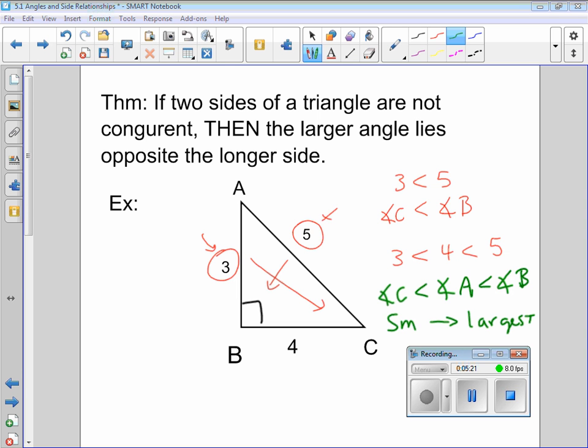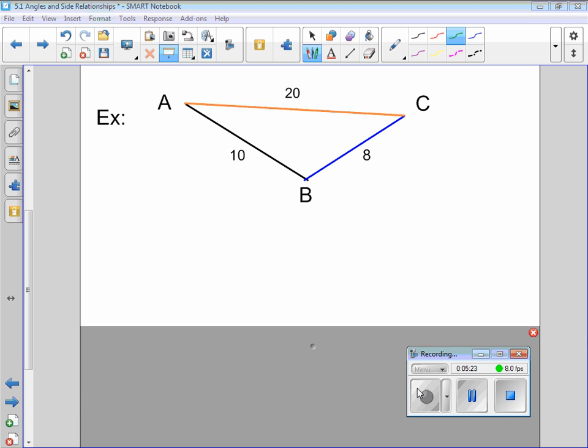Let's look at another example. All right, here's another example. What I'd like you to do is take a look at this drawing and go ahead and order the angles, this time from largest to smallest. Now, what I want you to be careful of, if this is largest to smallest, the arrows are going to be pointing the other way. Okay, put me on pause and try to think through this.